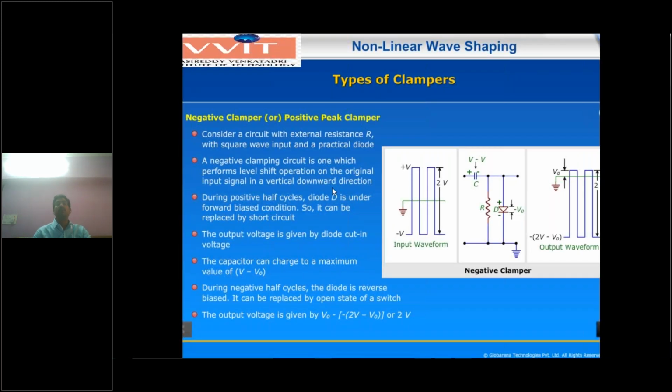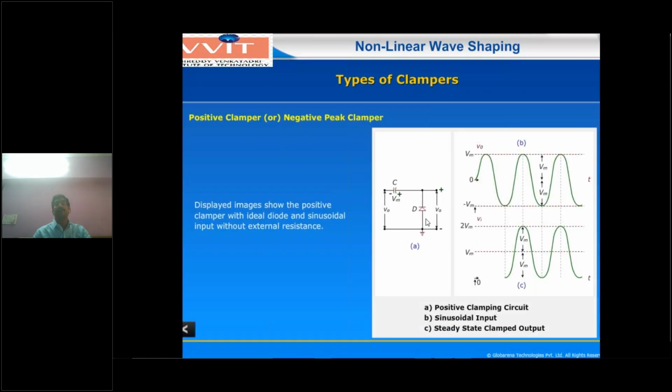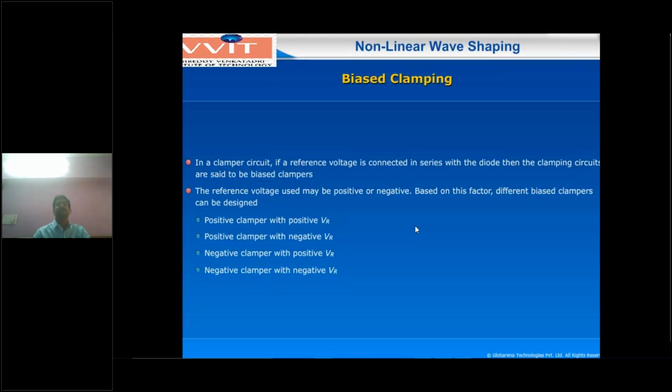And one more thing, the biasing clamper. Biasing clamper means you are adding some reference voltage here. Here the reference voltage was 0. Now you are adding some reference voltage here. That is the biasing clamping circuit.